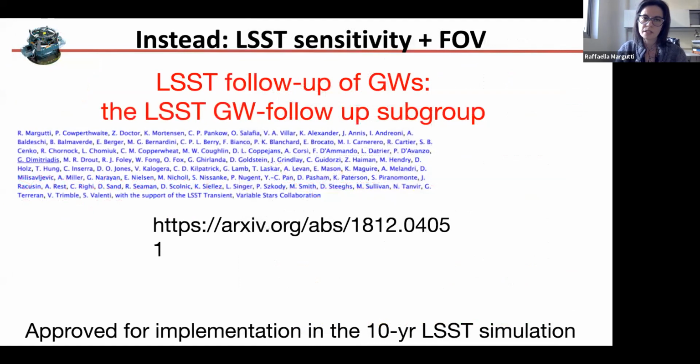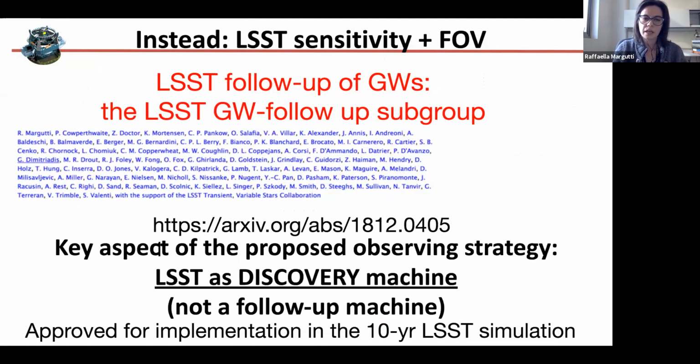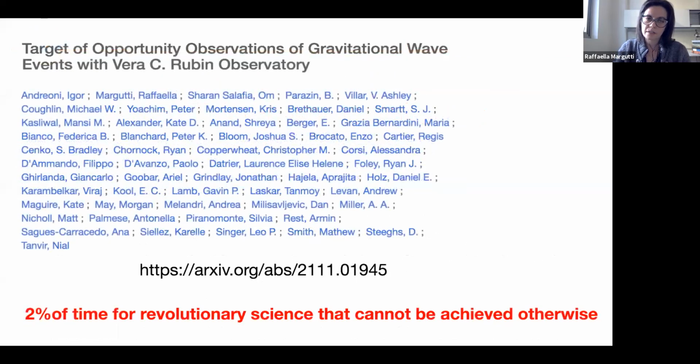So we started pushing on this in 2016. We produced our white paper in 2018, which was approved to be implemented in the 10-year LSST simulation. Our main point was that LSST should be a discovery machine, and Rubin should be a discovery machine, not a follow-up machine. The update of that happened thanks to great work by Igor. This is our paper that was submitted to the ApJ Supplement, and I put the link there.